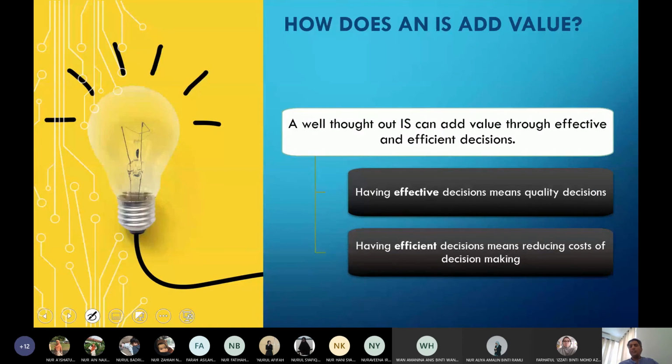Okay, so what is the value added by using an information system? The added value is about the effectiveness and efficiency of decision making. When we say effectiveness, it means the quality of the decision making will be enhanced, whereas the efficiency will be in terms of timing and in terms of cost.